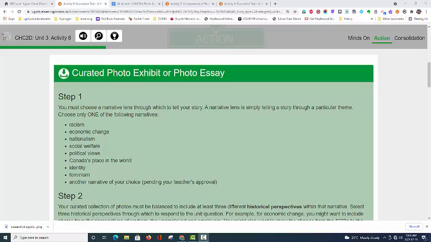Hello everyone in Mr. Arnold's e-learning summer school history course. Today we are looking at Unit 3 Activity 8, the curated photo exhibit or essay.